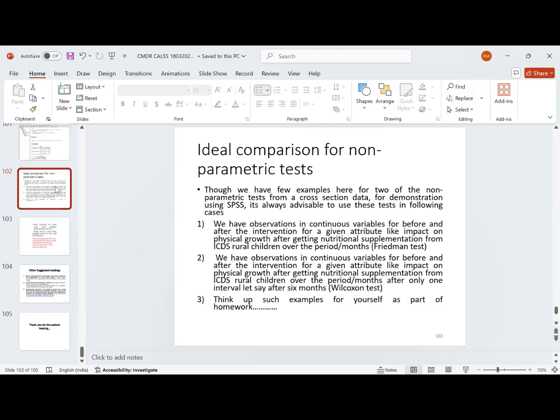Yes, sir. But from a research point of view, we are from a commerce or economics background. When you make this type of analysis, can social science or psychology students understand it?